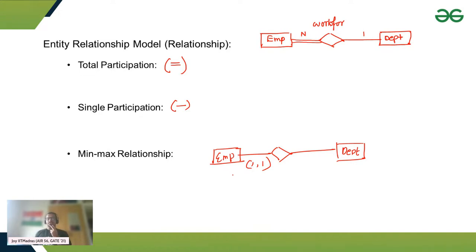Whereas for the department, we have seen that there are certain departments not taking part in any of the relationships, right? So the minimum number of relationships that the department can take part in is zero. Whereas the maximum is n, because we have also seen that there are certain departments in which more than one employee is working. So that is 0, n. So it is like min, max. Min will come on the left hand side, max will come on the right hand side.